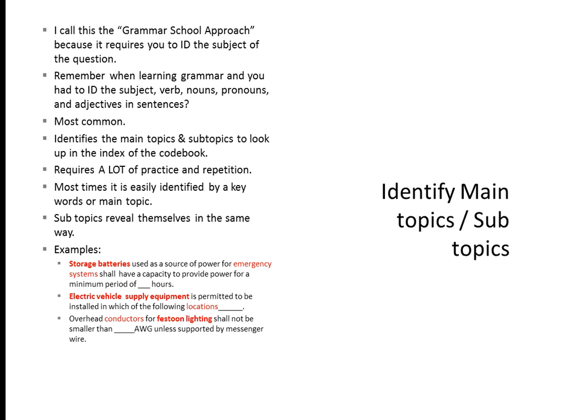Well, we're talking about storage batteries, and a subtopic of storage batteries, we're talking about the use of storage batteries in emergency systems. The second example: electric vehicle supply equipment is permitted to be installed in which of the following locations? So they're talking about the locations that electric vehicle supply equipment is to be used in. Last example is, overhead conductors for festoon lighting shall not be smaller than blank American wire gauge unless supported by messenger wire. Well, the subject of this question is festoon lighting, and a subtopic would be conductors.